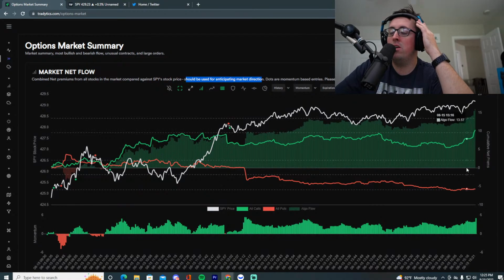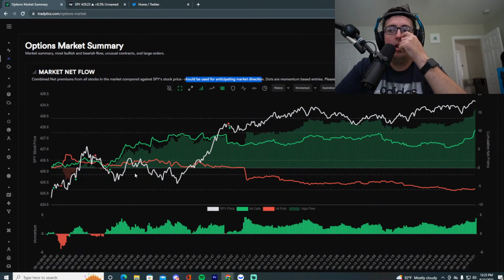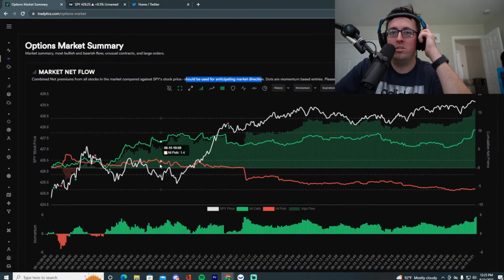The green and red line are just the market premiums of calls and puts in the market. And it compares it to SPY, which is considered, I guess, the market as a whole. Although it's not, it's its own ETF, but it follows it really well. That's why I like this chart specifically, because it compares it to SPY.